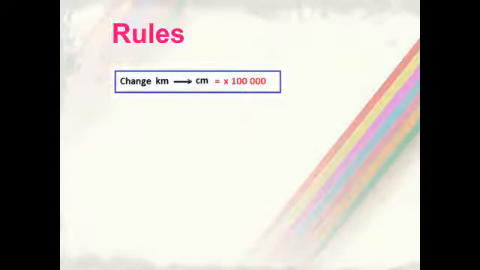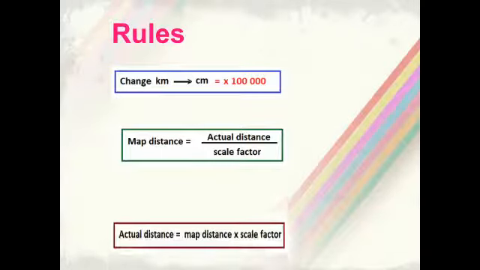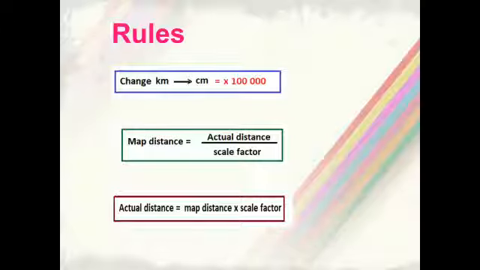Okay, so we have to follow some instructions, some rules. First one is changing centimeter into kilometer and kilometer into centimeter. Second one, map distance: actual distance divided by the scale factor, that is the formula for finding the distance in the map, in the book. Next one, how to find the actual distance: the map distance multiplied by the scale factor. So these are the two rules and one condition of changing. These are the three things we are using in this unit.